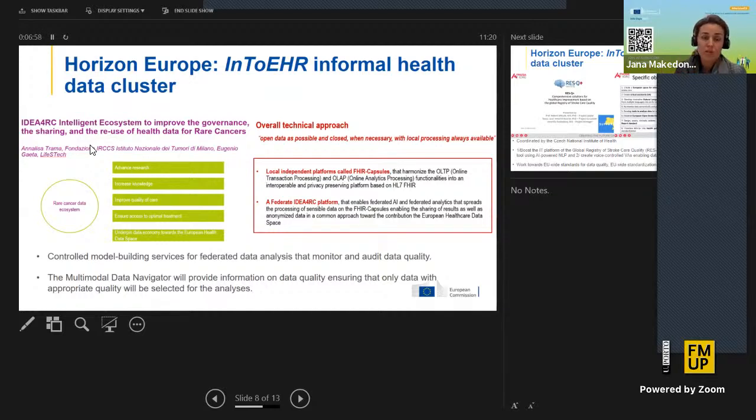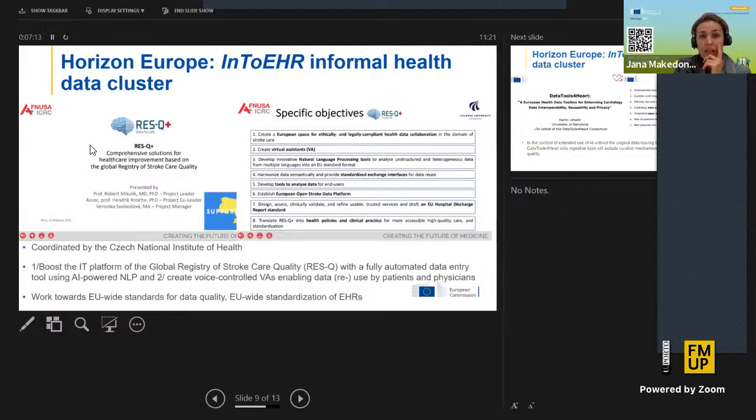And they have a tool that they call Multimodal Data Navigator, which checks the data quality for the data before it enters a specific analysis, which is also important. I think the relevance for a specific analysis here is tackled as well. There are other projects. I'm not going to dwell on these.